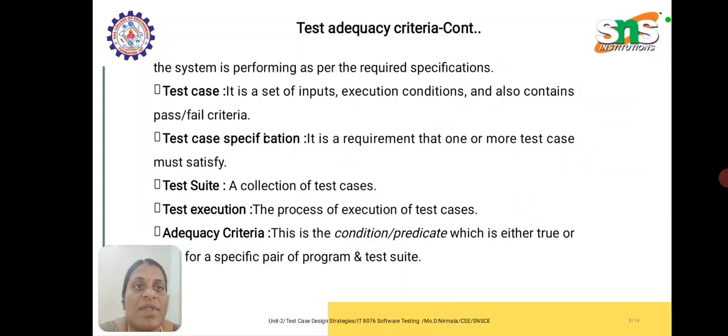The system is performing as per the required specification. A test case is the set of inputs, execution conditions, and also contains the pass or fail criteria. Test case specification is a requirement that one or more test cases must satisfy. A test suite is a collection of test cases. Test execution is the process of executing the test cases. Adequacy criteria is a condition or predicate that is either true or false for a specific pair of a program and a test suite.